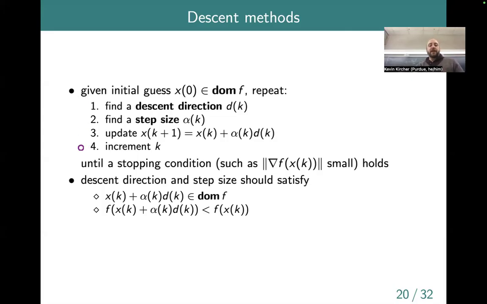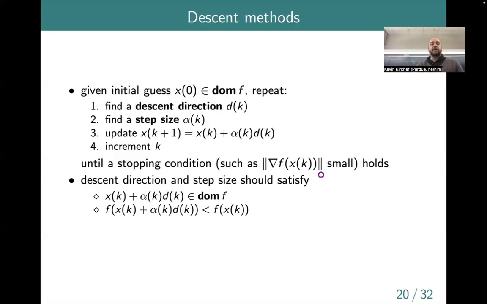If we want this to truly be a descent method, what that basically means is that our objective value is getting smaller and smaller at each iteration. So we want the new iterate, x_{k+1}, to be in the domain of the function, and we want the function value after we take the step, alpha times the descent direction d, to be strictly less than the current function value, meaning the thing is getting better and better by the cost function that we specified.